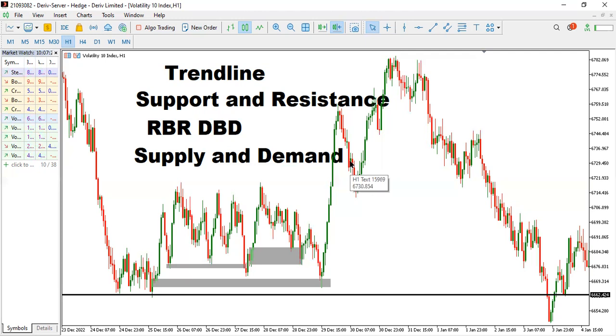Well, on my side, support and resistance and rally-base-rally and drop-base-drop, they actually work. Support and resistance and rally-base-rally and drop-base-drop. So only those for me, they work perfectly. Supply and demand, most of the time, I'm not looking at it. So it's support and resistance and rally-base-rally or drop-base-drop. And then when I add a trend line, it confirms my trade. It confirms for you to sell or to buy.